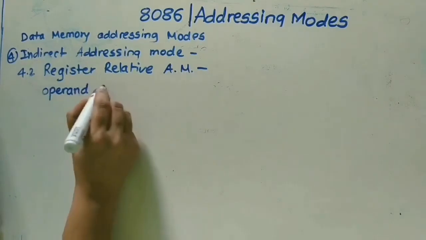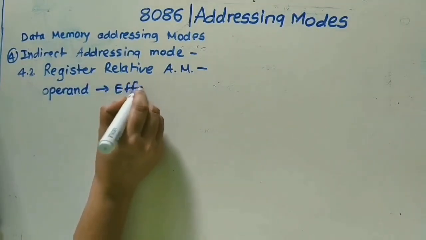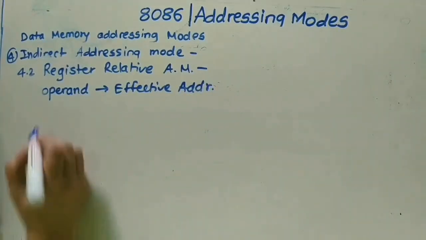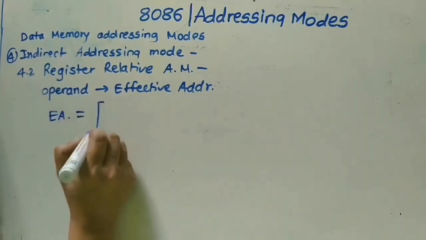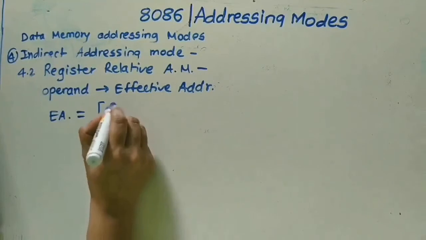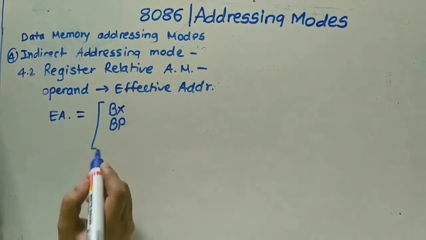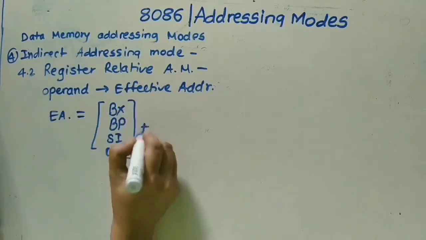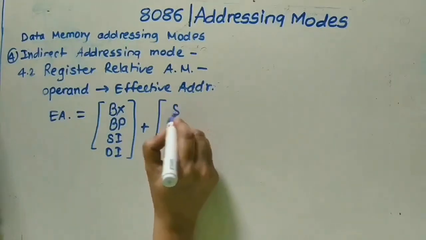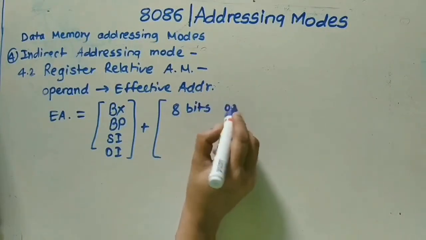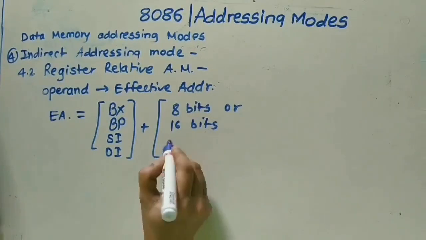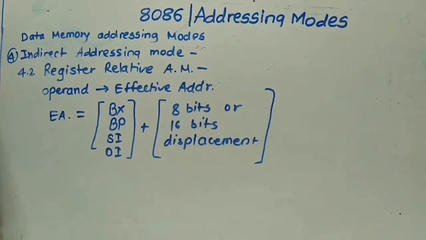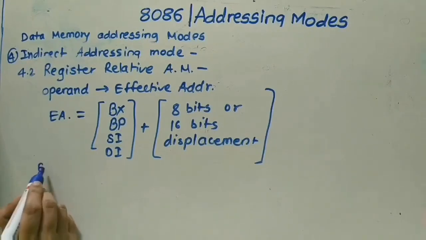That means the operand effective address is specified in the instruction, and this effective address is nothing but the summation of either base register BX or BP, or index register SI or DI, plus displacement, and that displacement is either 8 bits or 16 bits. So let's consider the example.